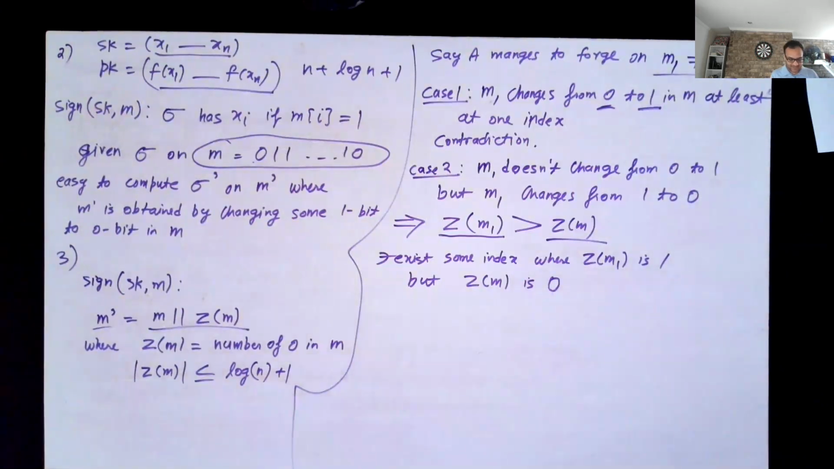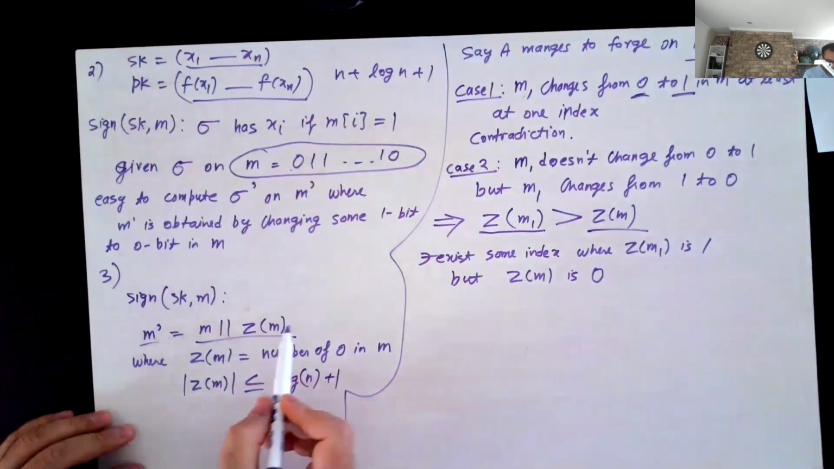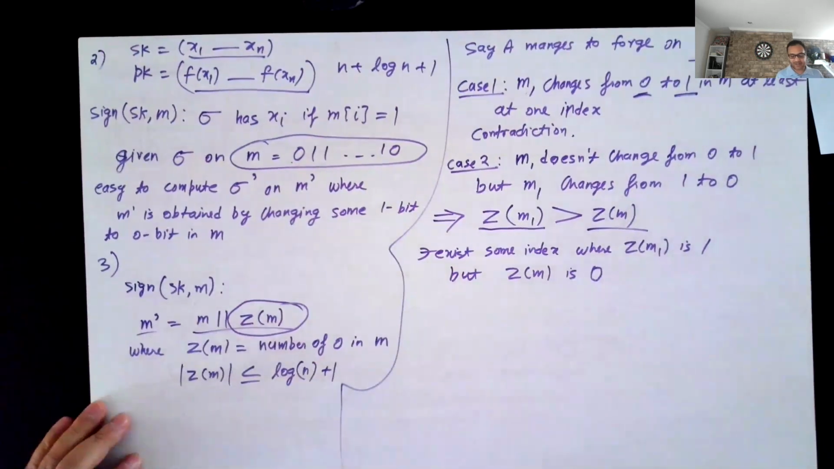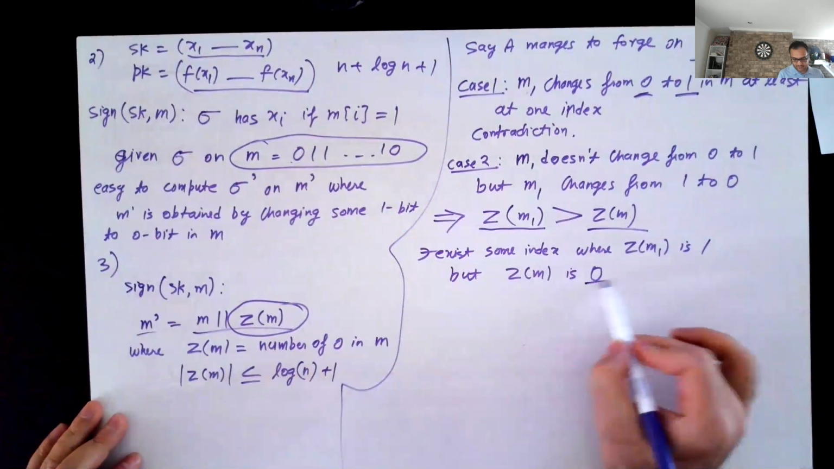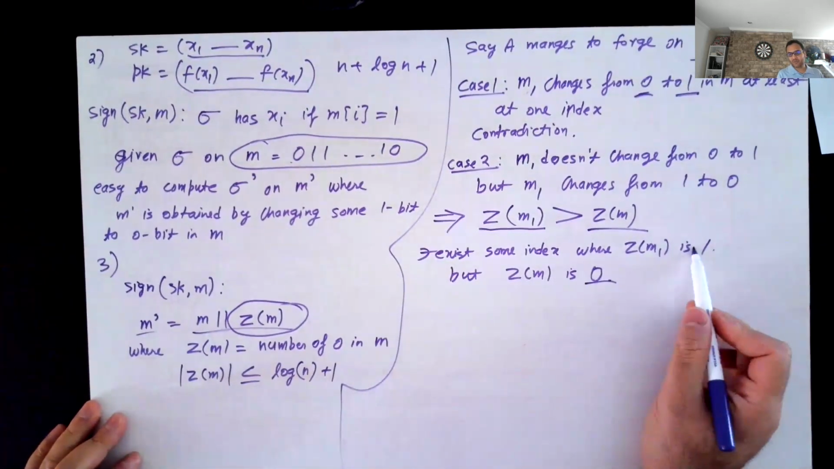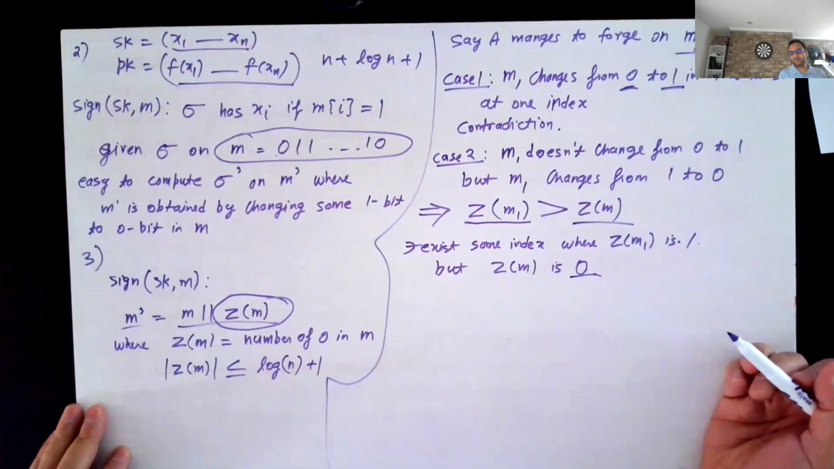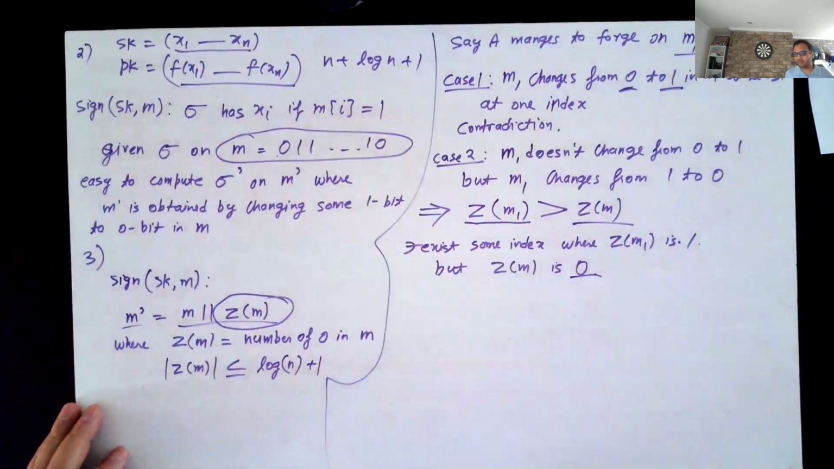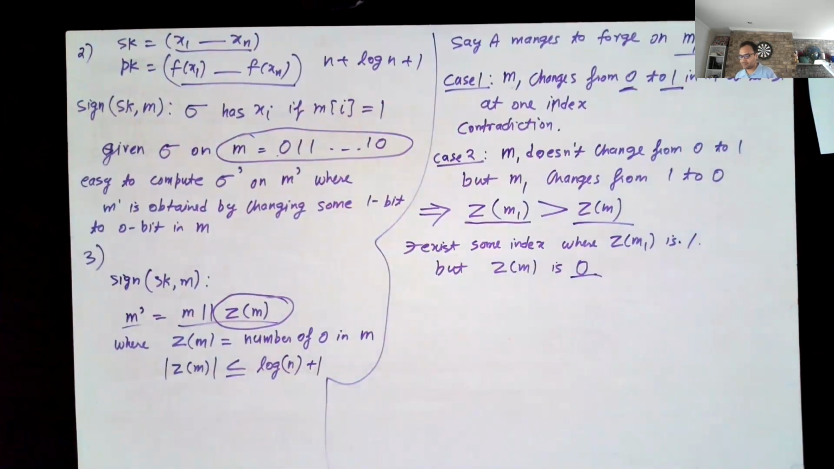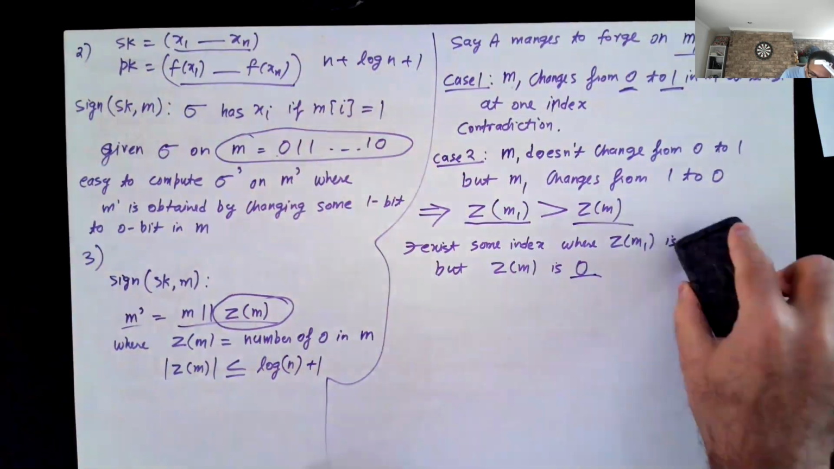But what does this mean? This means that now I look at the second part of the signature. Now in the second part, I have actually gone from 0 to 1. I have changed some 0 to 1, which again I cannot do in the scheme given in problem 2. And this is not the full proof of security. This is just the high level idea.